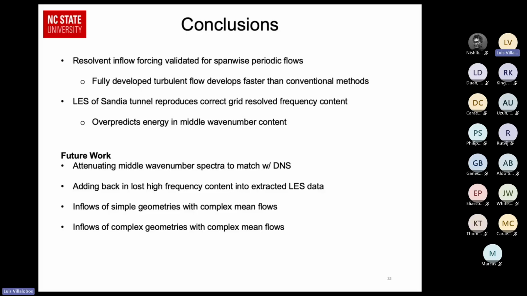But for example, for a rectangular nozzle, there's no real easy way to do recycling and scaling in that geometry. So there might be some avenue to employ resolvent forcing there. And then inflows of complex geometries with complex mean flows. That's in the future. Maybe like a scramjet, where those have very complicated flows. There's no easy way to put in forcing for that. So perhaps a resolvent operator can help us identify structures in that sort of flow.